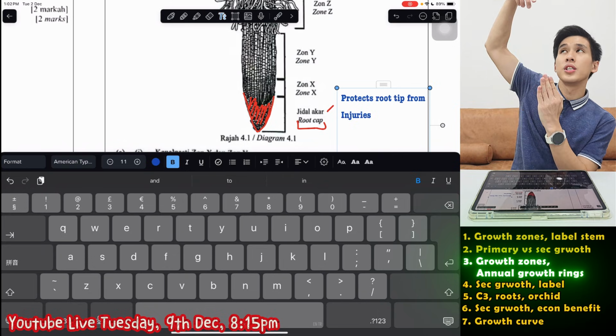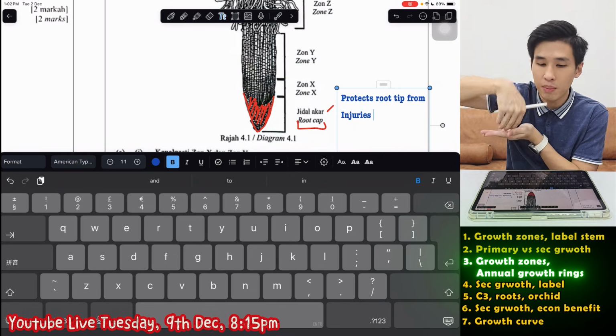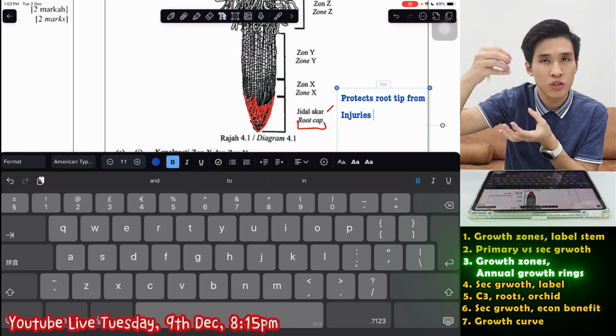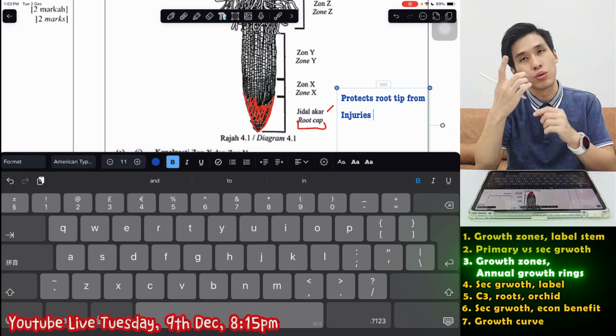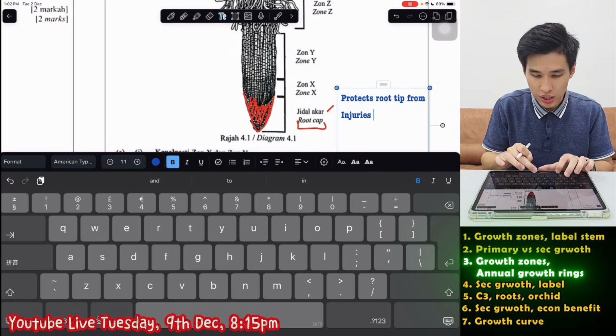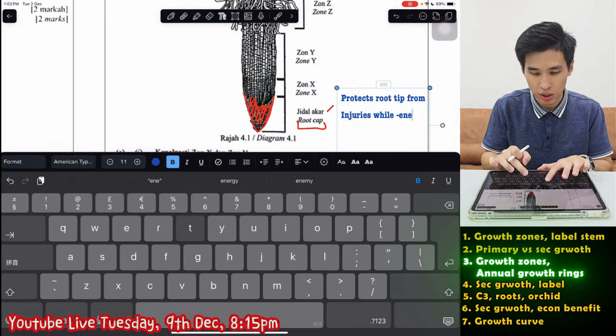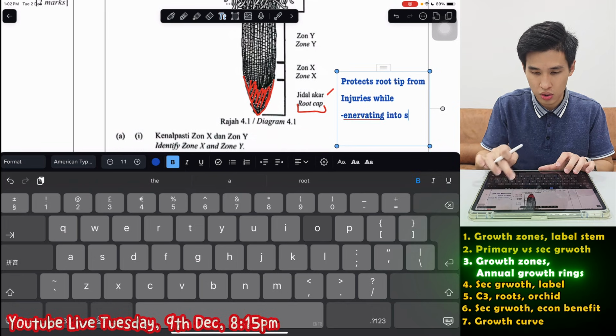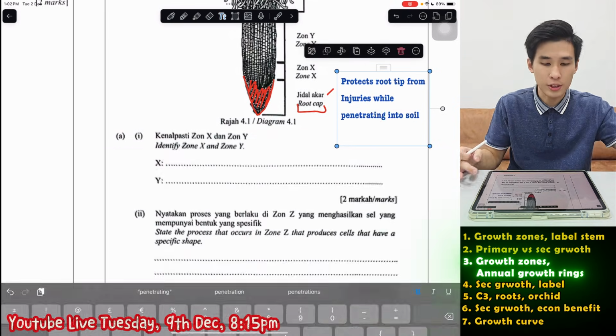This is because when the root is penetrating the soil, sometimes it could hit harder stones or drier soil. You could damage the root tip. So you can say, while penetrating into the soil. So that's the function.